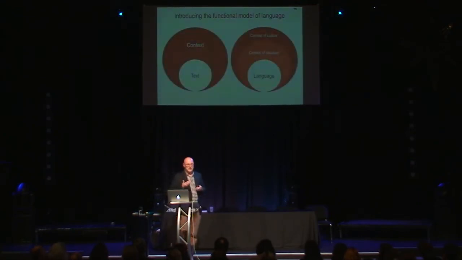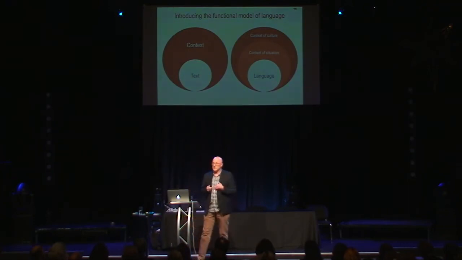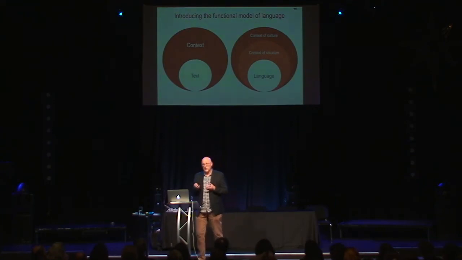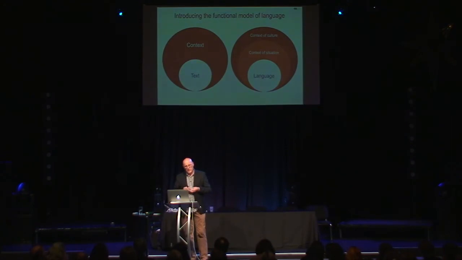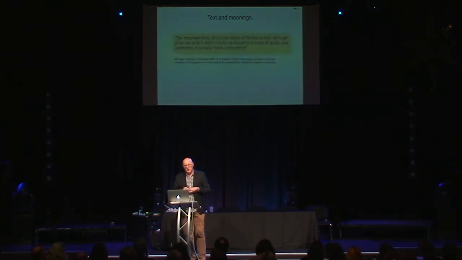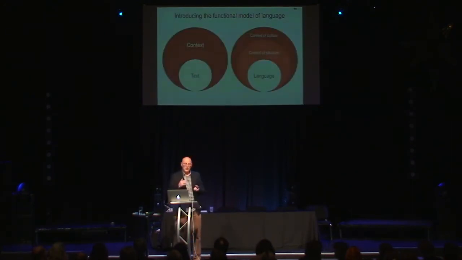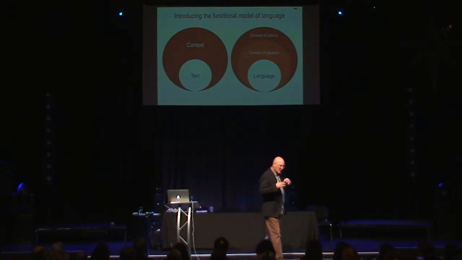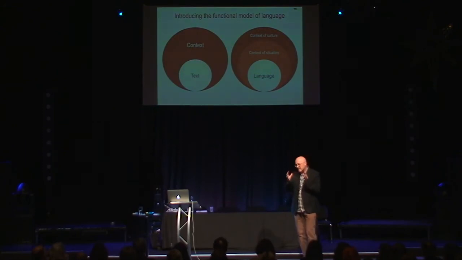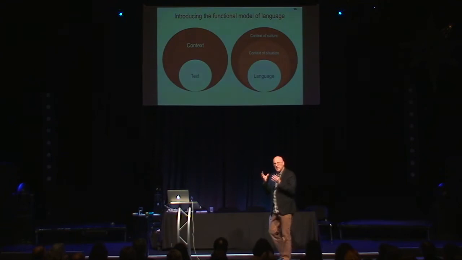Now this translates into the model itself. The context we see has got two layers, a more abstract layer, context of culture, and then a more immediate context, a context of situation. And then the text, if we just take text here to mean a stretch of language, is just an instance. Any given text is just a set of choices from the language system.